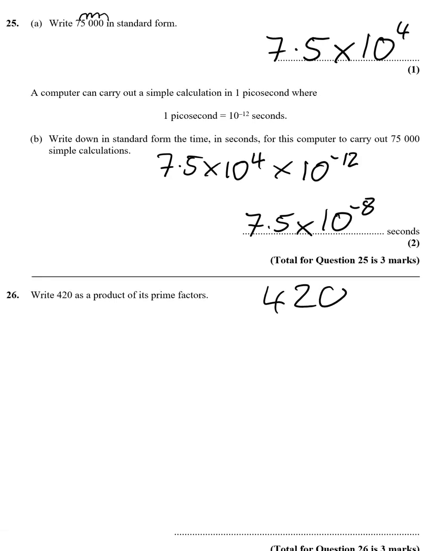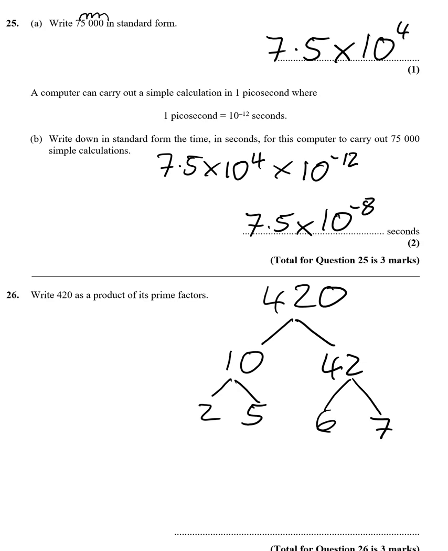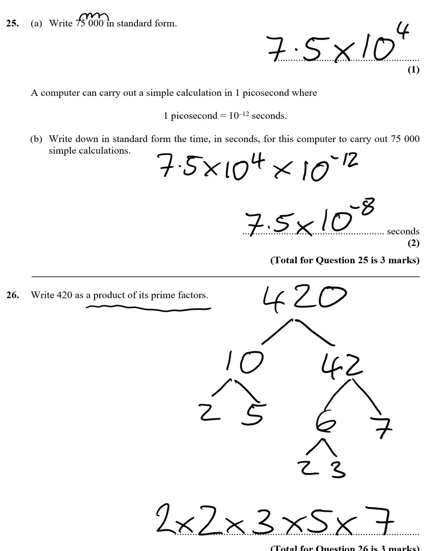420, and it's worth keep going because actually we can all do this question. 420, just two numbers that multiply together to give that. So 6 and 7 is 42, 2 and 3. I've just kept going until I've got to my prime numbers, 2, 5, 2, 3, 7. And we need to write it as a product, which basically means times together. So I've got 2 times 2 times 3 times 5 times 7. 1, 2, 3, 4, 5. Okay, so we've completed the paper. Worth going right to the end.